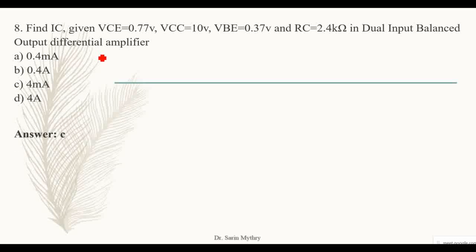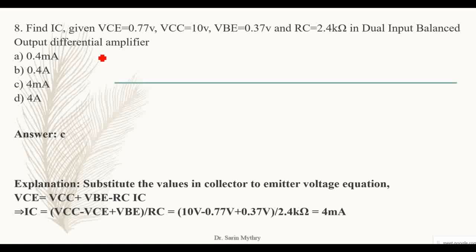Let us see how it is C. We are supposed to apply the formula again. What is the explanation here? Substitute the values in the collector to emitter voltage equation. We have studied this formula anyway. Here, VCE equal to VCC plus VBE minus RC into IC.